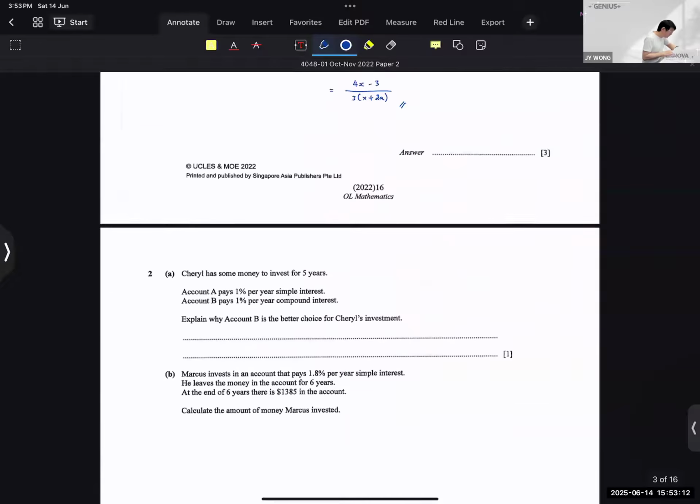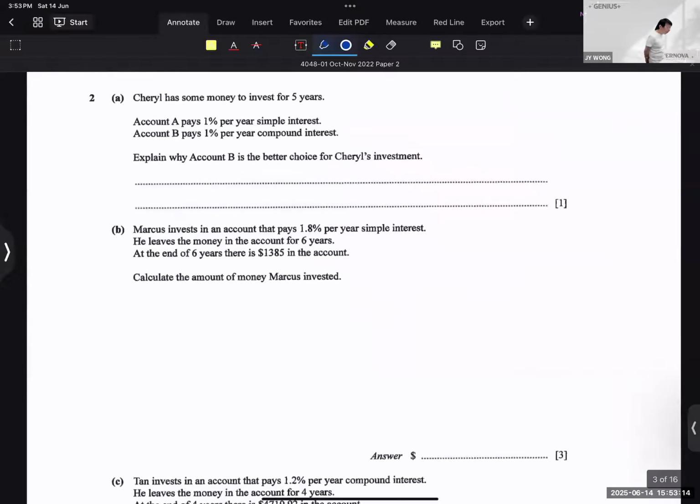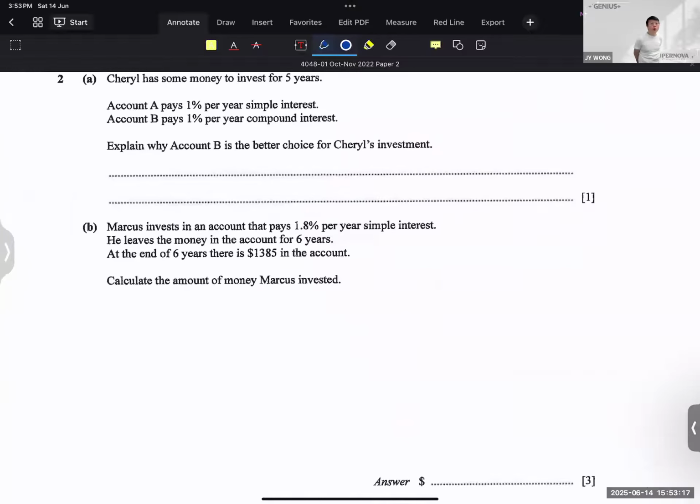Question 2. Cheryl has some money to invest for 5 years. Account A pays 1% per year simple interest. Account B pays 1% per year compound interest. Why is account B a better choice? Explain. Now, it's a 1-mark question.